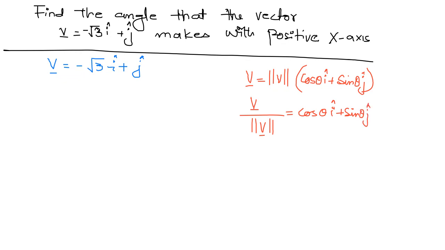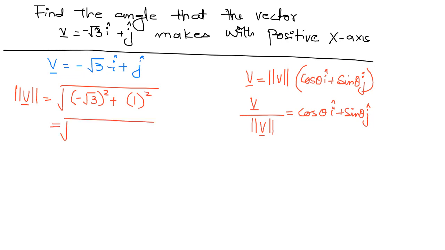Okay, so the vector is given. Can we find the length, the mod? Anybody can find the mod? This is equal to what? Square of the first term plus square of the second term. So what is the square of this one? Square and square root cancel, minus will be plus, that is equal to 3 plus 1, which is square root of 4, which is equal to 2. So the length is 2.